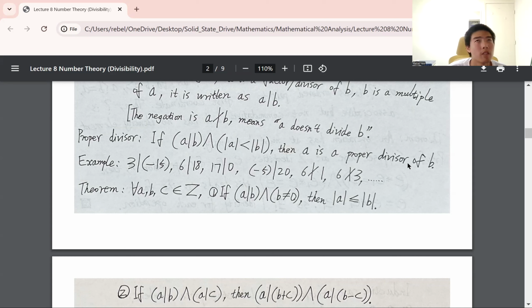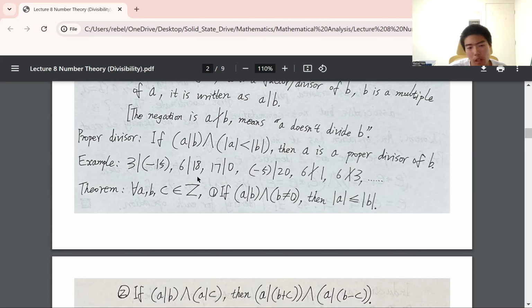This is very similar to a proper subset. For example, if A and B are sets and A is a subset of B, and at the same time A is not equal to B, then A is a proper subset. So proper divisors are a subset of the divisor set.